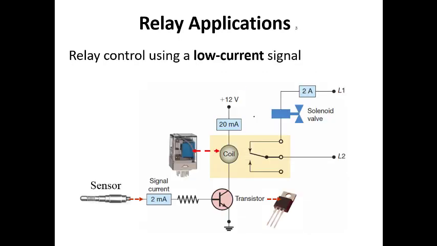Here's another example of a relay application. Here we have a sensor which has a very low signal current. So this is a low power device, and it's going to go to a transistor. Now we haven't talked about transistors too much in this class, but transistors are what we would call a solid state relay. Now, solid state is a term that you may have heard before, things like a solid state hard drive. It means that it's a solid piece, so there's no moving parts.